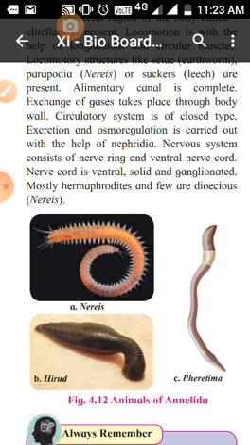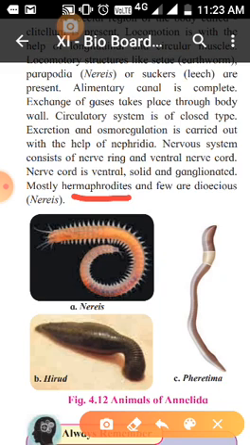What about their dioecious and monoecious nature? How exactly do we express their sex? Most annelids are mostly hermaphrodites. Hermaphrodite means in a single organism they have both the sex organs, or you can say the ova as well as the sperm are produced by the same organism. So male gametes and female gametes both are produced by a single organism.